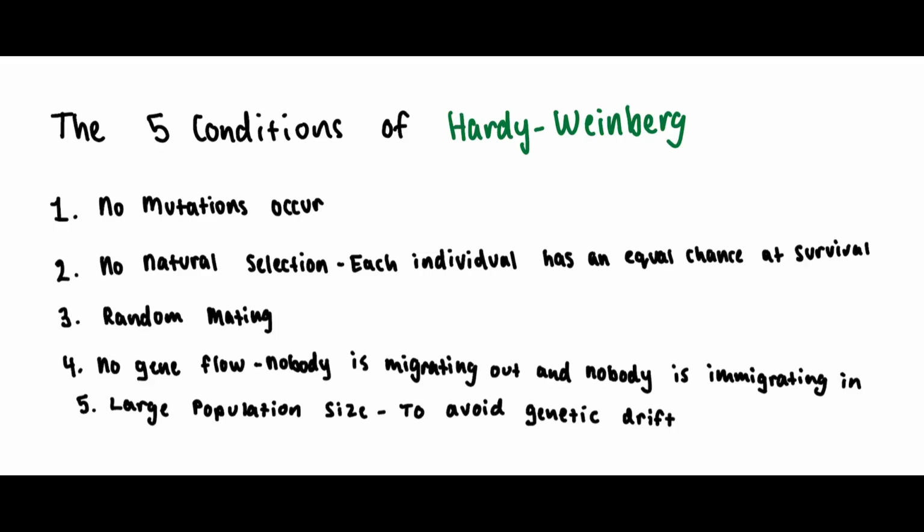The fifth and final condition of Hardy-Weinberg is a large population size to avoid genetic drift. This is important because if we have a smaller population size, we might have more of a recessive genotype than a dominant genotype. However, with a larger population size, we can ensure that we're able to truly see which genotype is more favorable for these species and what they're naturally evolving to if they are evolving.